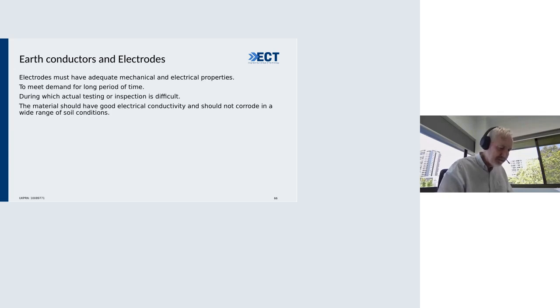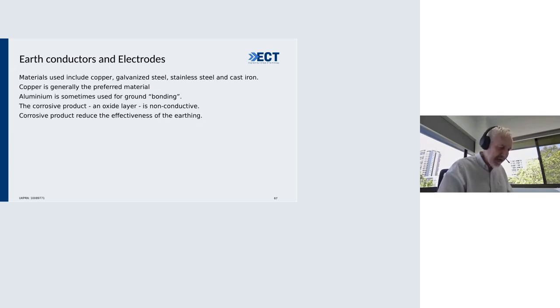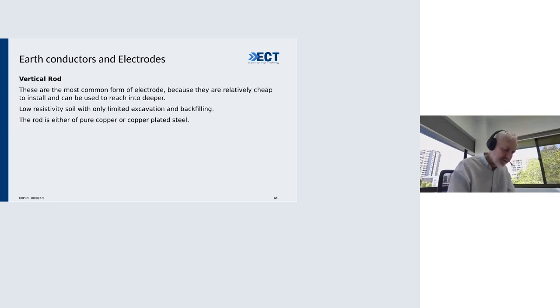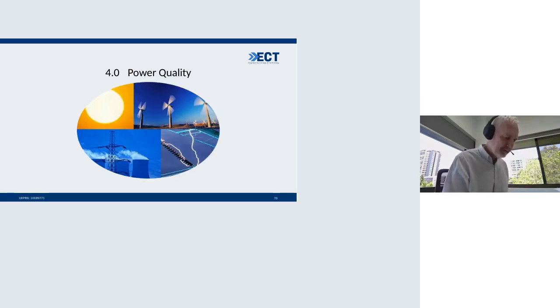Very important field. As someone said to me, AI is unlikely to take over the world of earthing on a site. It needs a huge amount of skill to do it properly. You can get vertical rods, plates, and horizontal conductors for earth electrodes. Vertical rod is most common, cheap, and low resistivity. Soil is very important, so rock is pretty hard.